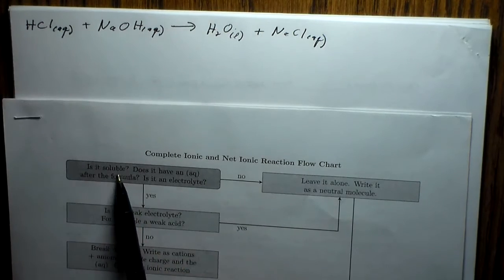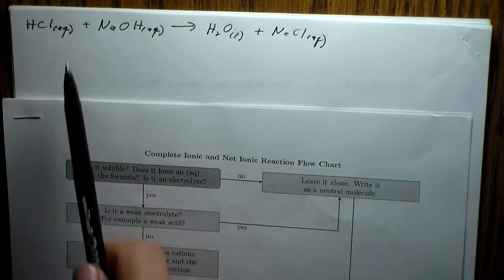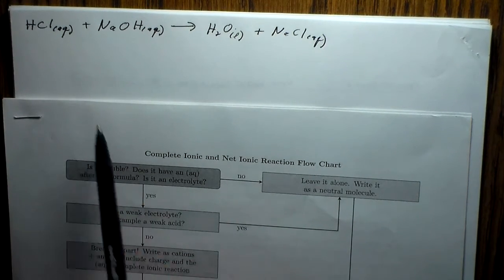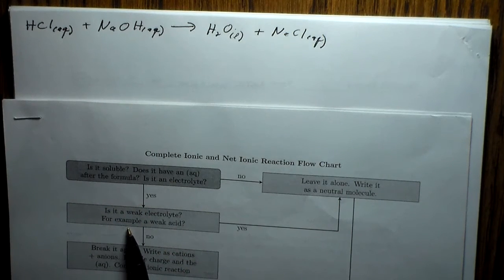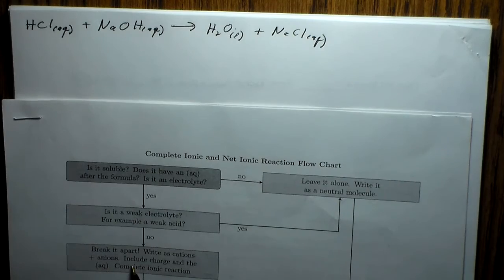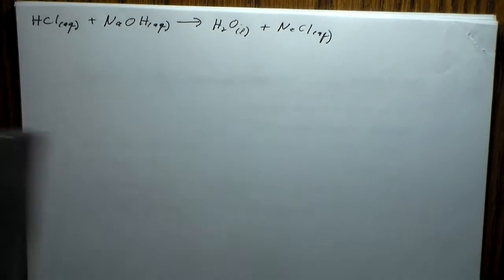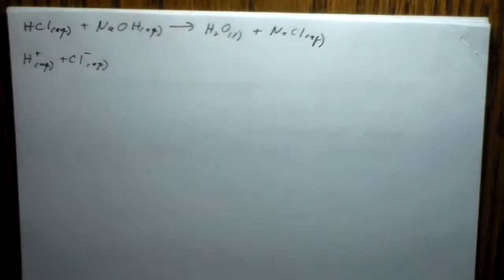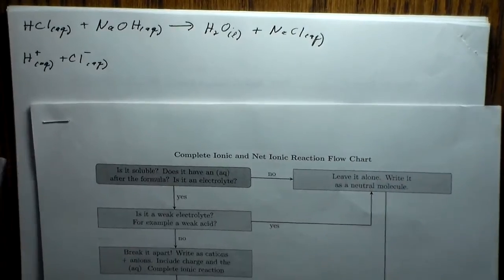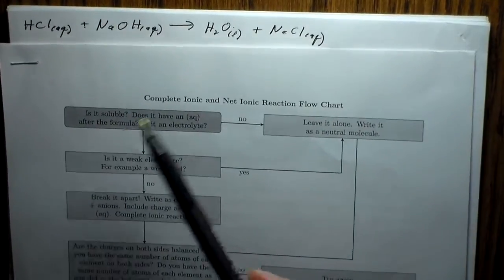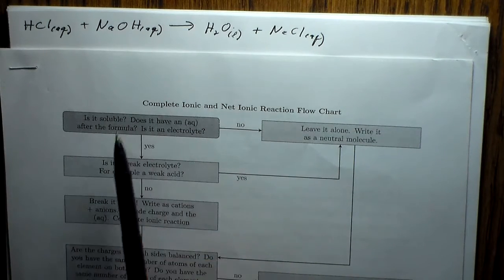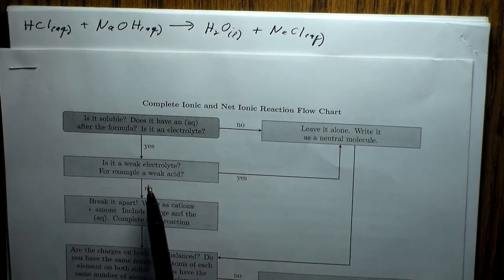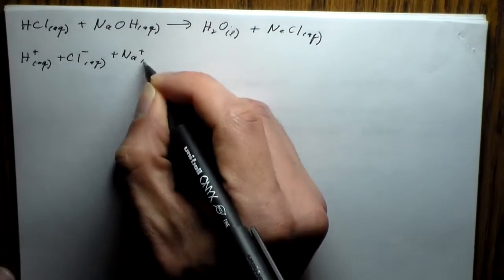So hydrochloric acid, is this soluble? Yes. It has a little aqueous there. It is an electrolyte, so that's good. This is a strong acid. HCl is a strong acid, so we just will break it apart into cations and anions. And we do the same thing here for the sodium hydroxide. Sodium hydroxide is soluble. Anything with sodium is always going to be soluble. It has the aqueous. It is an electrolyte. This is not a weak acid. And again, you're just going to break it apart just like we did.